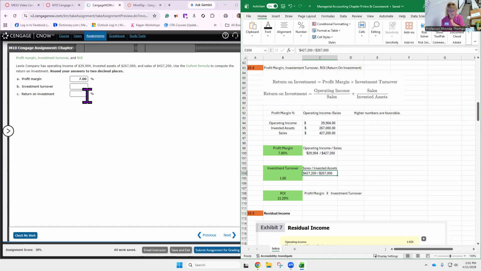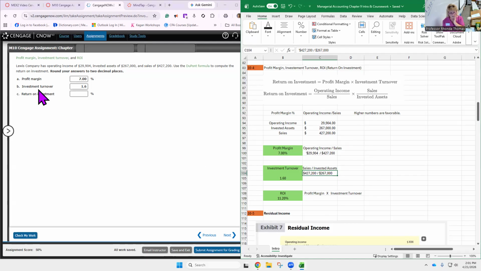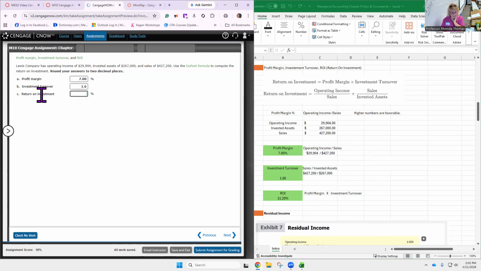Most people, well, investments happen to grow, right? To grow money, to get a return on the investment. All right, so mine is 1.6. So it was worth putting in all these three variables here. And then the last one is return on investment. You simply multiply these two. So once you know the profit margin, once you know the investment turnover, you multiply them. So I multiplied 7% times 1.6, and I get 11.2, and that 11.20 is the return on investment, and we want it in as 2 decimal places for all of these.